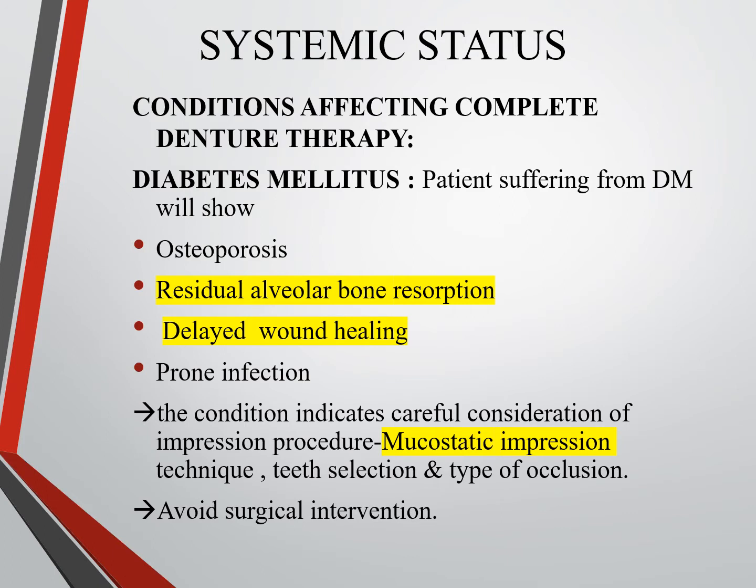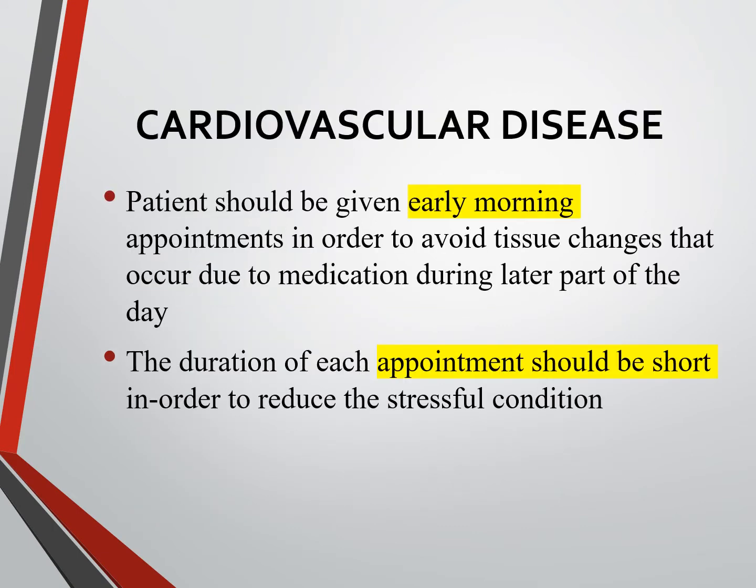But the kind of occlusion that you are going to give, whether it is going to be a class 1 relation or a class 2 relation or a class 3 relation, or a monoplane occlusion, depends on the residual ridge foundation. And so we should not miss out on the details of recording or knowing whether the patient is a known diabetic and whether the patient is under medication or not. And preferably we should avoid any kind of surgical intervention.